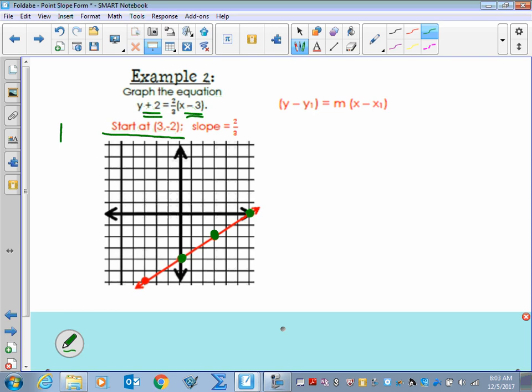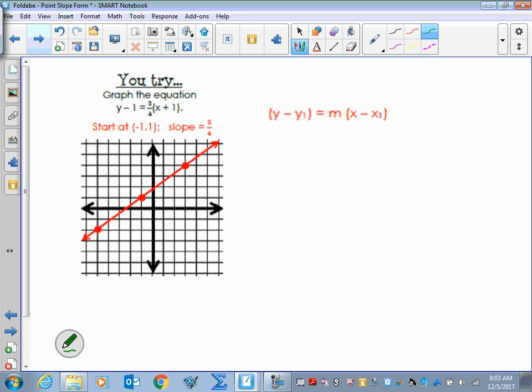Does that seem pretty easy? Pick out the point, pick out the slope right from the equation. All right, let's move on. So let's look at this one.